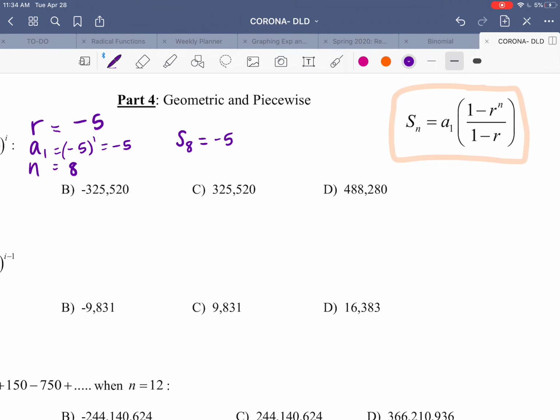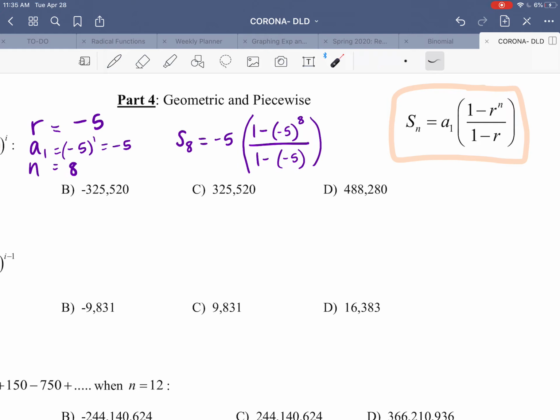A sub 1 is -5. And then we have our parentheses, 1 minus R, in this case R is -5. Be super careful with your negatives. Okay, put everything in parentheses when you can. And then N is equal to 8, and then we have 1 minus -5. Best bet here is to plug this directly into your calculator, being super mindful of the parentheses.